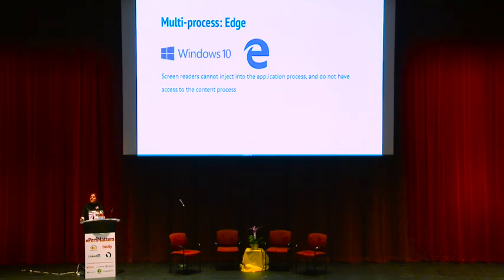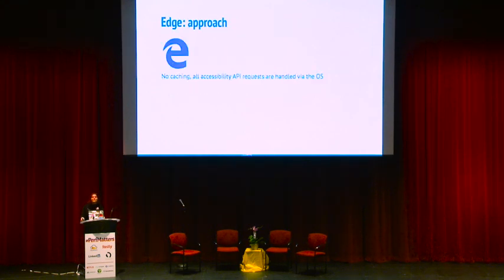Edge, again, takes another approach to multiprocessing. It's probably the strictest of all the browsers out there at the moment. It doesn't allow any in-process communication at all. The screen reader cannot, in any way, shape, or form, inject itself into the browser. So it exists completely separately. And this means it has to send all its API calls via the operating system to the browser. The browser then handles that query and sends the information back to the screen reader user.